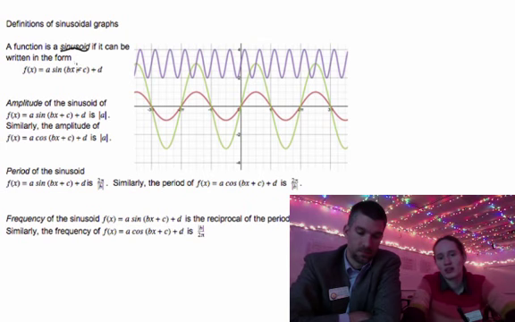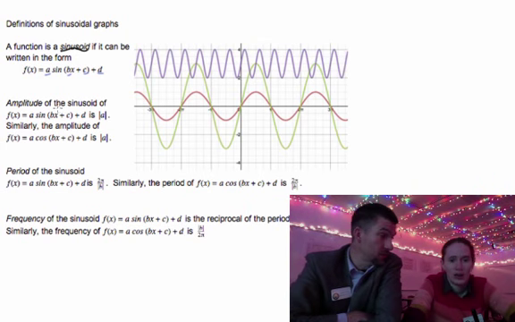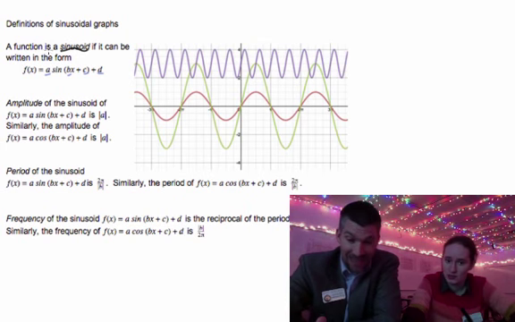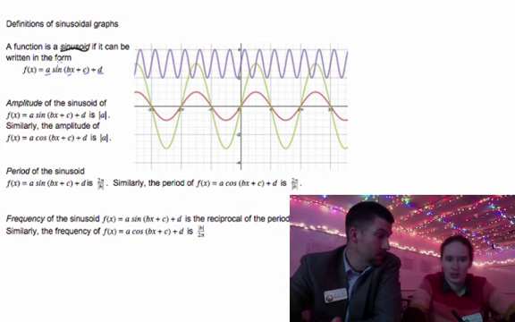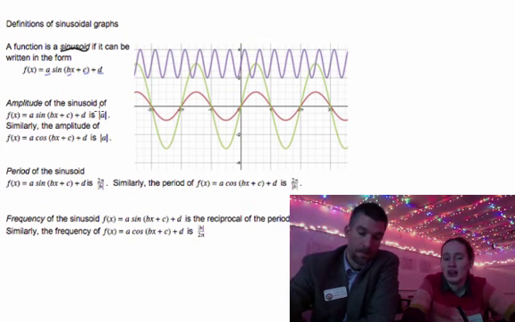But there are some things that happen with these different letters. We've got here A, B, C, and D. Each of those has to do with a certain type of shift or stretch or shrink. Just like with all the other functions we've talked about to this point, the exact same shifting, shrinking, moving happens.